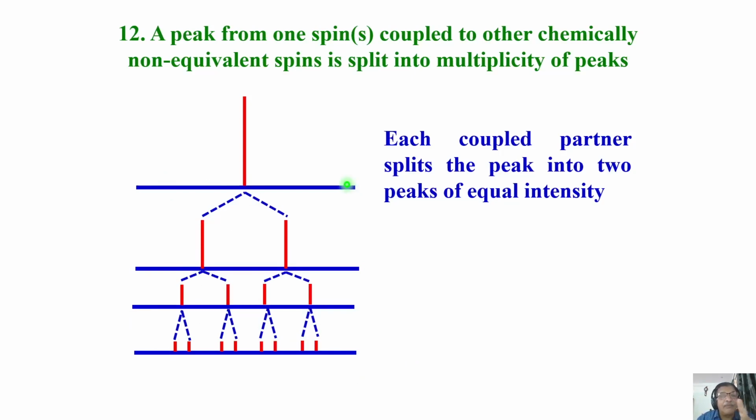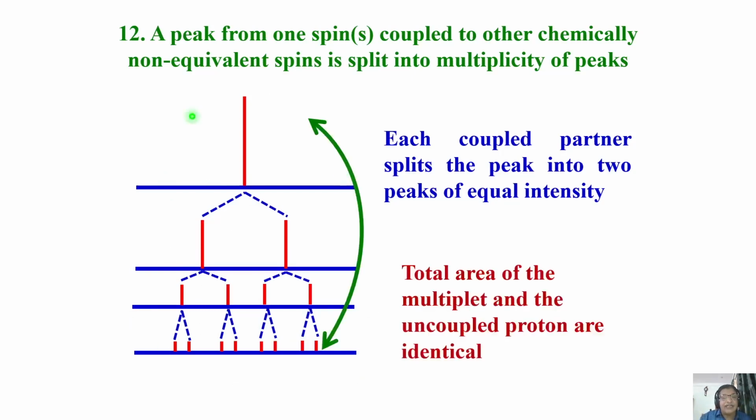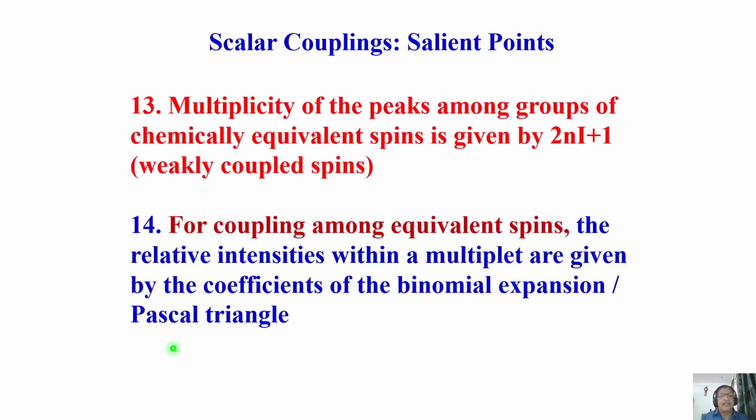But one important point you must remember: the total intensity of this peak before splitting, and the intensity of all these 8 peaks, remains the same. The total area of the multiplet and the uncoupled proton are identical. There is no difference at all. Very interesting. You must remember this. A peak from one spin coupled to other chemically inequivalent spins splits into a multiplicity, but finally the area remains the same. It's identical.